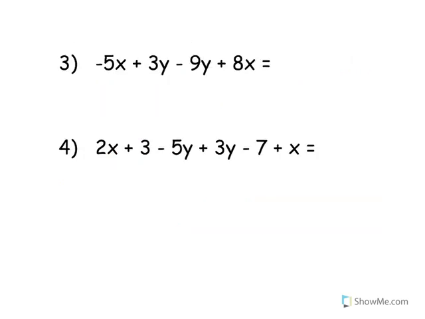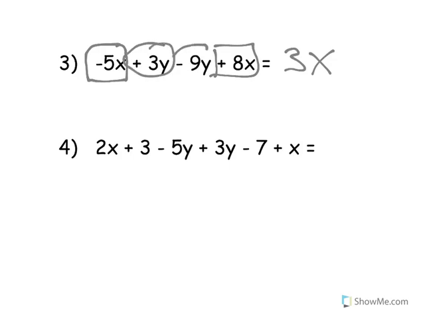So now we should be able to do this without all that regrouping. So I'm going to say, okay, negative 5x and positive 8x adds up to positive 3x. And positive 3y and negative 9y add up to negative 6y. Again, I'm just adding the coefficients. I'm not doing anything with the powers or anything else.